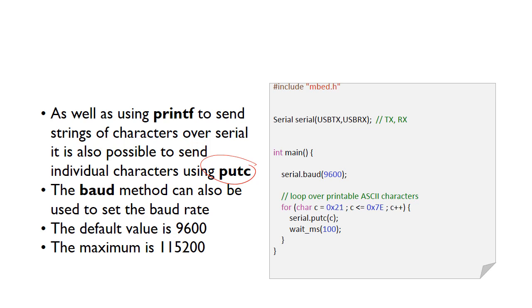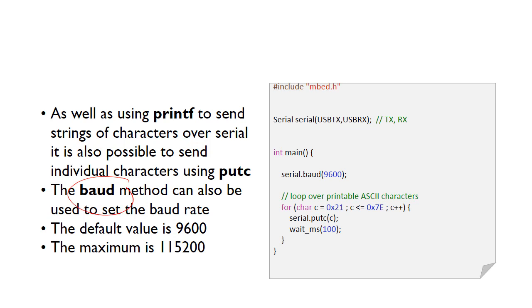Let's start at 0x21 and end at 0x7e. It's going to loop over those characters and then print each one in turn using putc, just with a small delay in between.